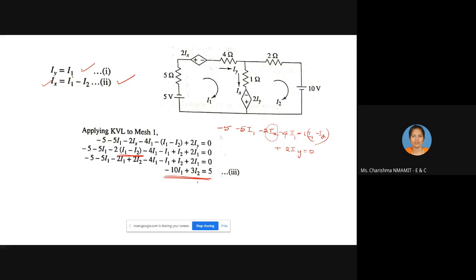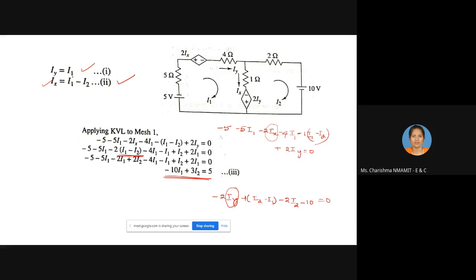Now, similarly, you write the equation for the second mesh. It is plus to minus, minus 2 Iy, minus 1 into I2 minus I1, minus 2 I2, plus to minus, minus 10 equal to 0. Now you substitute for Iy.